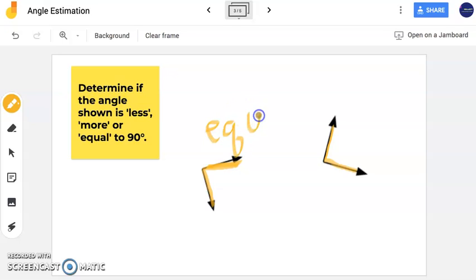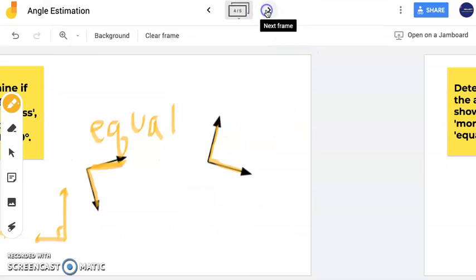Even though this 90-degree angle is slanted a little bit, you're used to seeing a 90-degree angle as a perfect L. Maybe it's facing this way, maybe it's this way, okay? But notice that if you turn your tablet or your screen a little bit, you're going to find that it is exactly a 90-degree angle. Therefore, you select equal as your answer choice here.